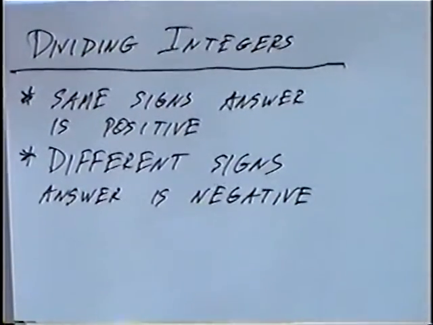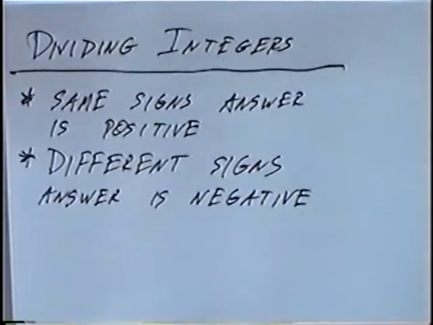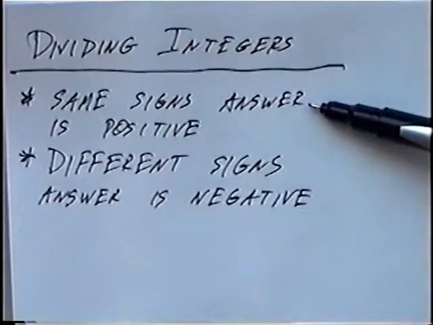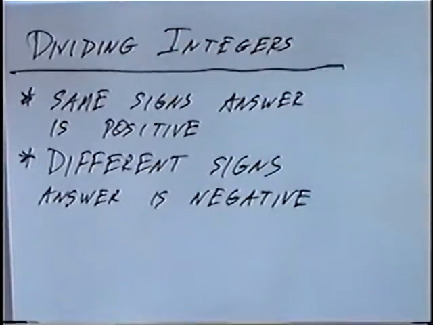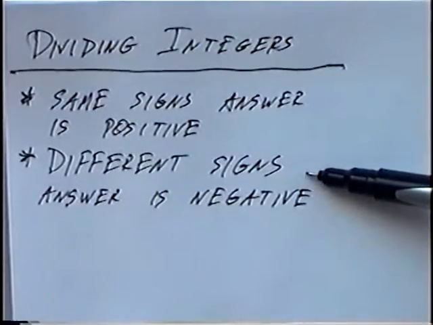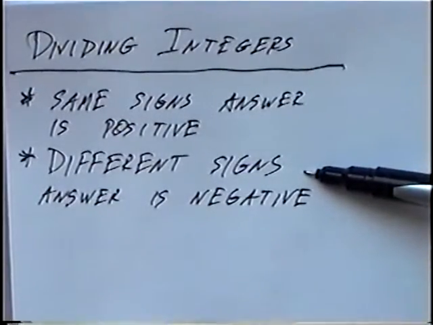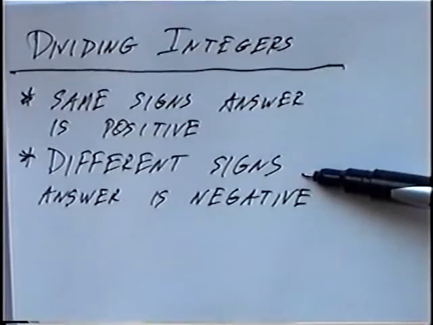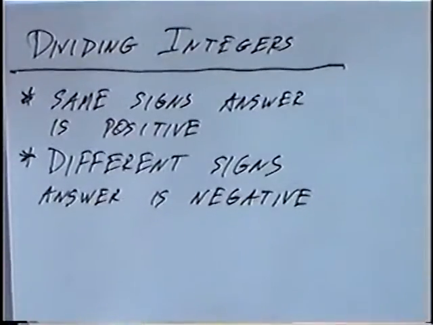Looking at these definitions, they're exactly the same as the previous section for multiplying integers. When you divide, if you have these same signs, both numbers positive or both numbers negative, the answer will be positive. And the second definition, when you have different signs when you're dividing, one positive number and one negative number, the answer will always be negative.